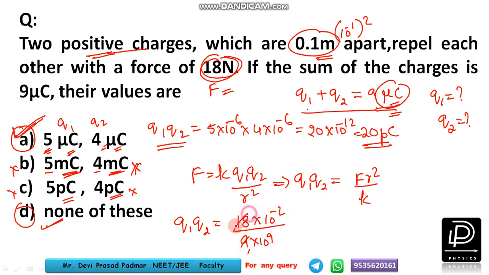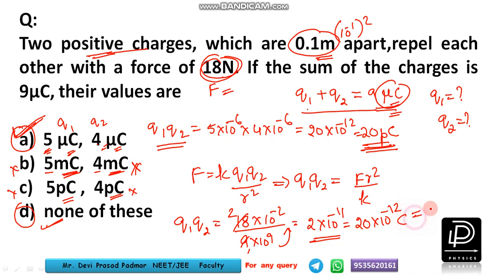If you simplify this, you get 2 into 10 power minus 2, and here you have 10 power 9. If you take that to the numerator, that will be 10 power minus 9. So 10 power minus 9 and 10 power minus 2 will be 10 power minus 11. Therefore 2 into 10 power minus 11 is equal to 20 picocoulomb. Why? You can just rearrange this as 20 into 10 power minus 12, correct? Both of these are equal. That means this much coulomb is 20 picocoulomb.